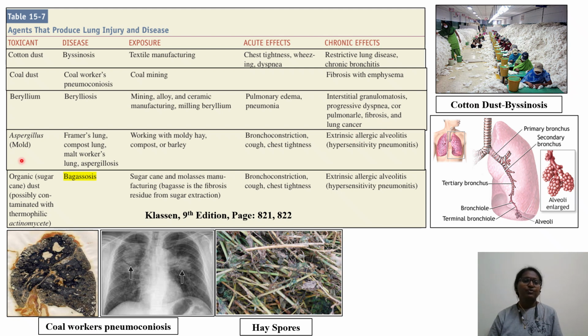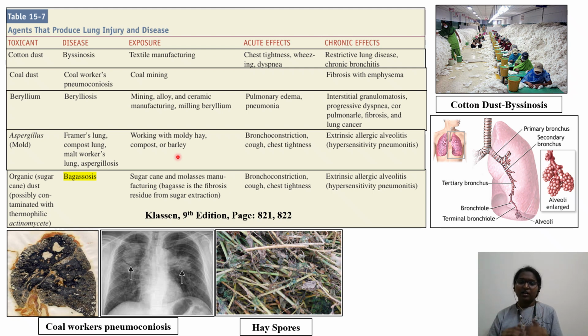Coming to the fourth option, which was hay spores. Hay spores are particularly caused by fungal mold. Aspergillus is the strain, you can say, and the diseases which this particular fungal spore causes are farmer's lung, compost lung, malt workers' lung. Then we have aspergillosis. The exposure is to workers who are working with this moldy hay, those who are working in the field on hay, compost or barley.